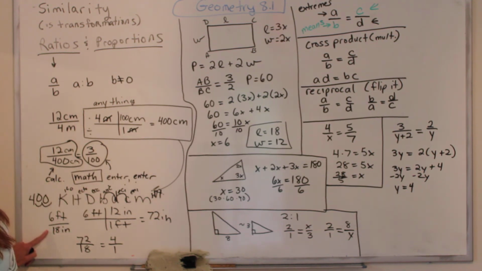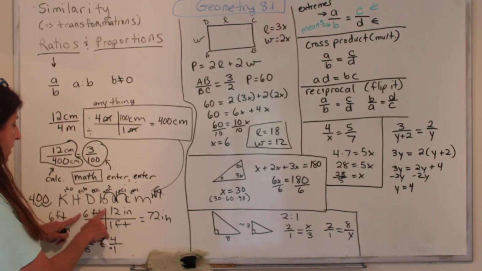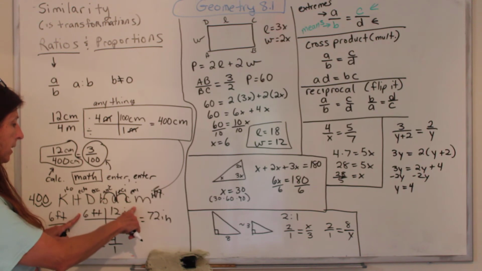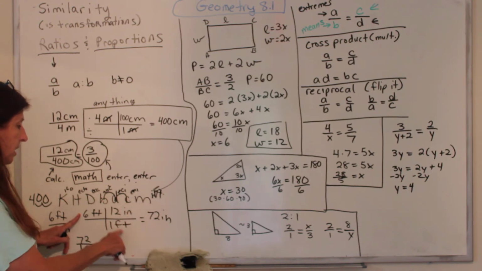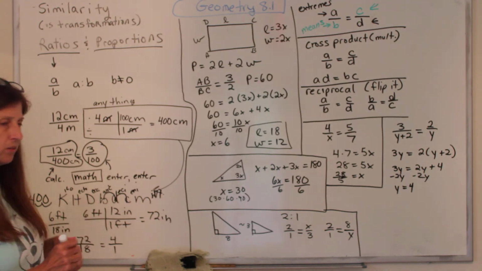All right, so let's try this one. 6 feet over 18 inches. That doesn't work. 6 feet is to 18 inches. We're going to change the 6 feet into inches. And this is not metric, so we can't frog hop. So we put what we know on top, the unit of what we know on bottom, the unit of what we want to go to on top, and the relationship. The relationship is that there are 12 inches in 1 foot.